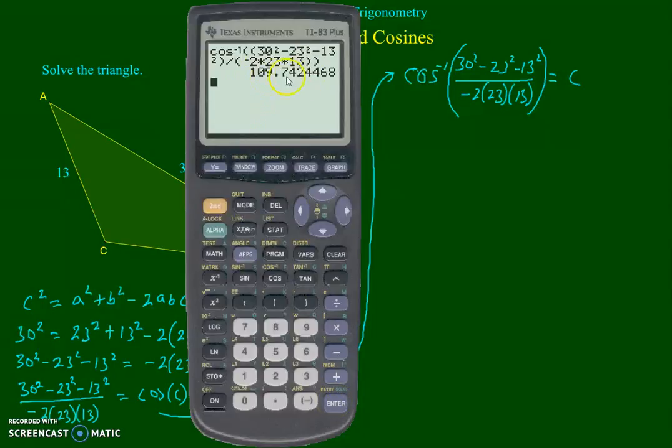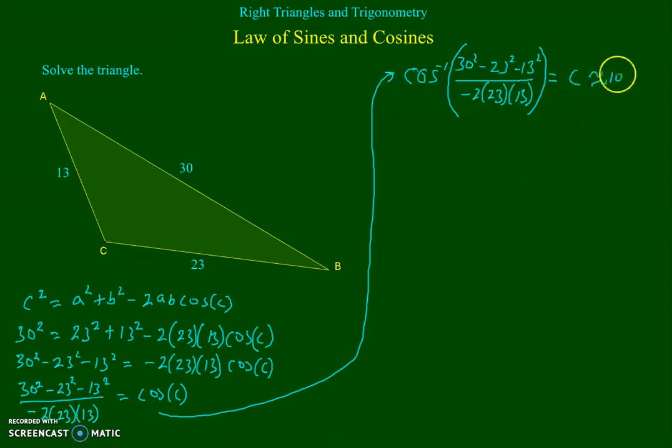And as you can see, it's an obtuse angle, so that would have caused us problems. So 109.7. Now I'm going to store this before I leave here. So store alpha C. I'm going to store this in angle C. 109.74. So this is approximately 109.74 degrees.